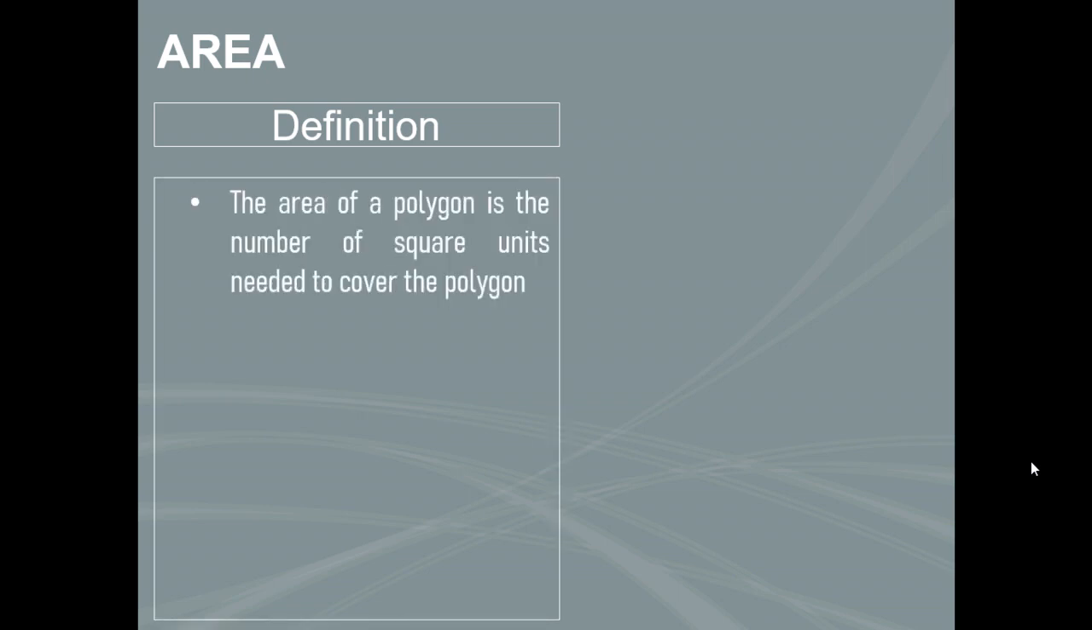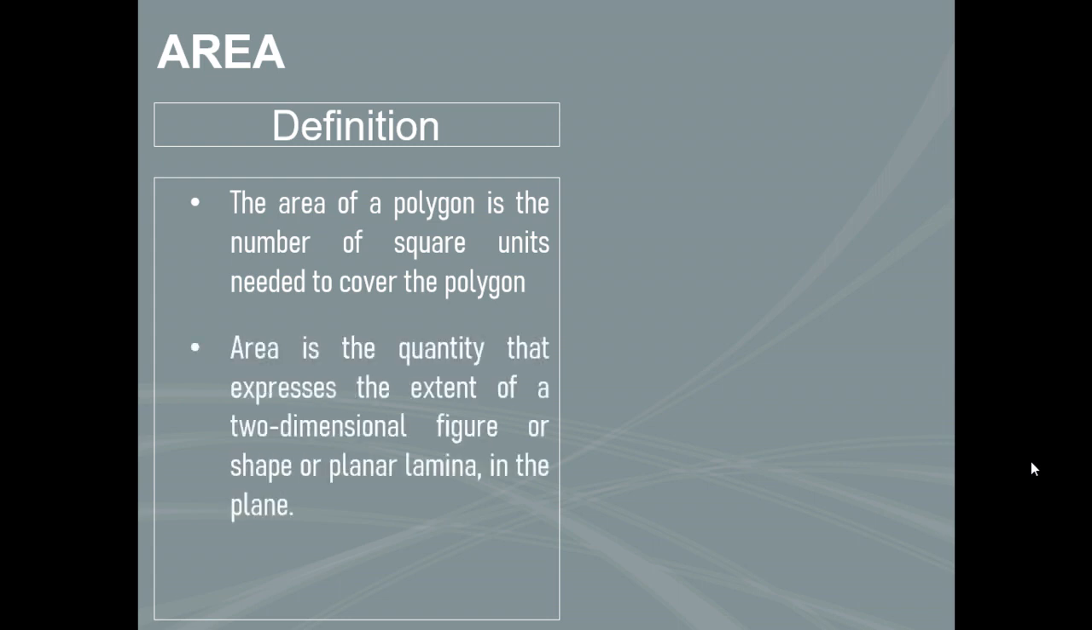Let's continue with our discussion, and this time it will be all about area and volume. Area. Area is defined as the following. The area of a polygon is the number of square units needed to cover the polygon. Area is a quantity that expresses the extent of a two-dimensional figure or shape or planar lamina in the plane.